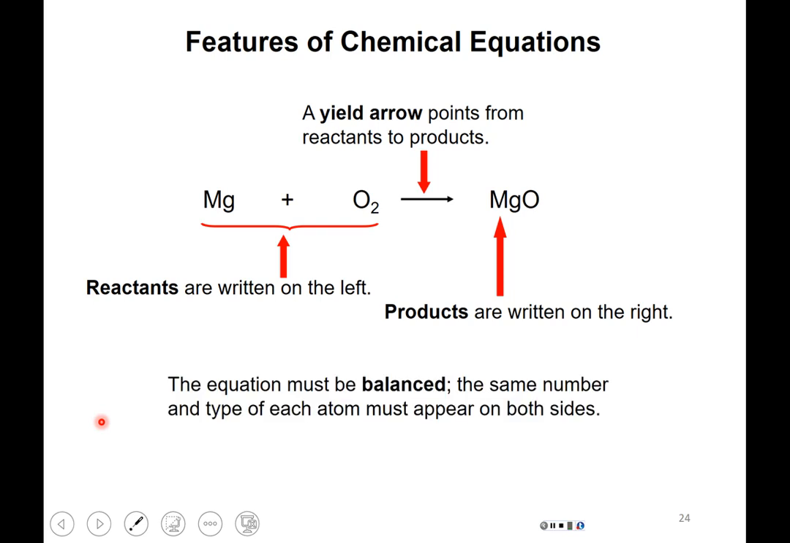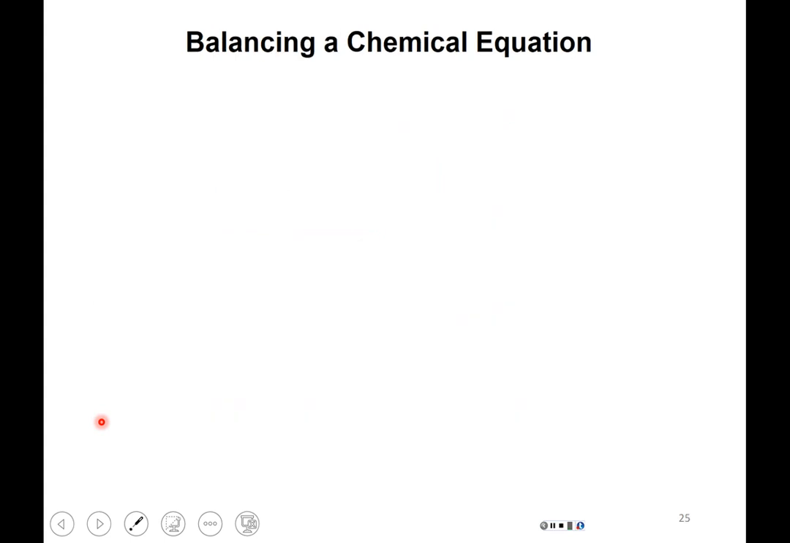Right. So the equation must be balanced. You have to have the same number and same type of each atom on both sides of the arrow. So first, how do we balance a chemical equation? Well, the book gives us several steps to follow, and the first is translate the statement. That's if you're not given a chemical equation, you have to translate words into a chemical equation.